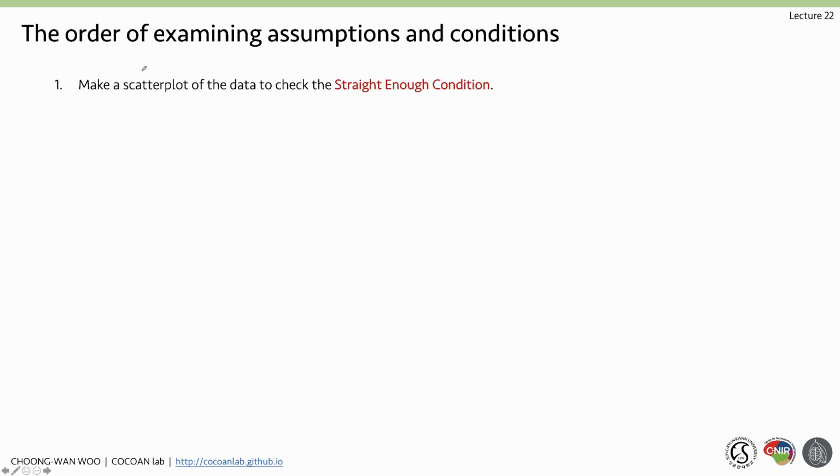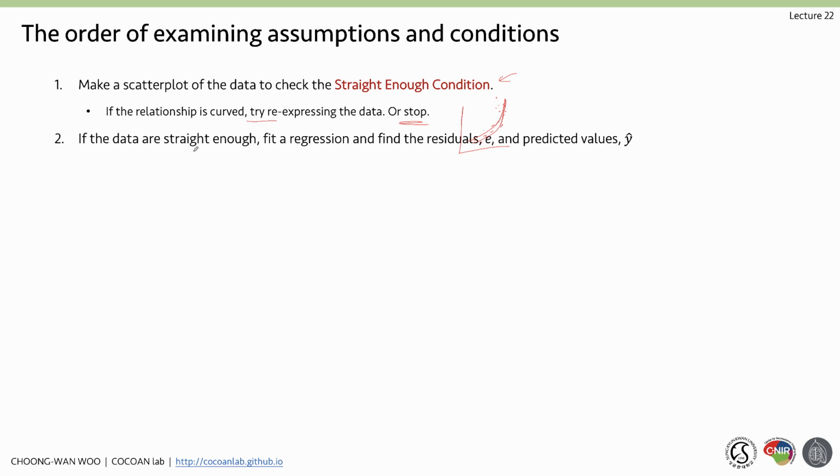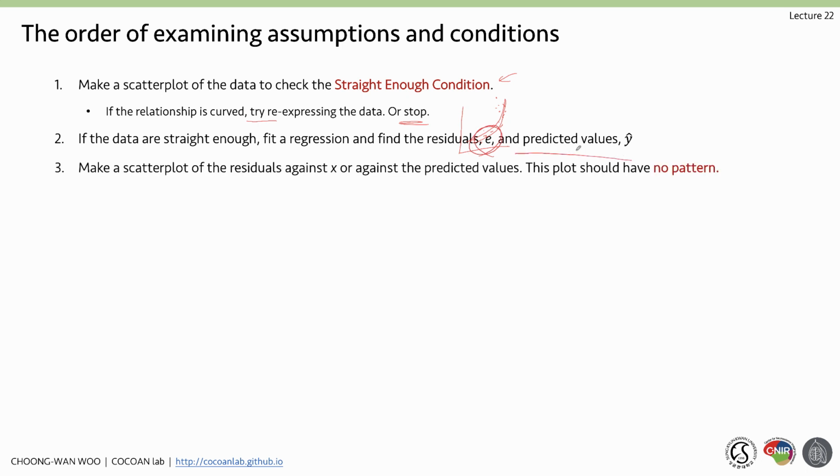So what is the order of examining the assumptions and conditions? First of all, we make the scatter plot of the data to check the straight enough condition. This is a really basic step. If the relationship is curved like this shape, we can re-express the data or stop, or we can use other types of models like a quadratic model and so on. If the data are straight enough, we can fit a regression and find the residuals, epsilon or e, and predicted values, y hat. Then make a scatter plot of the residuals against x or the predicted value y hat.